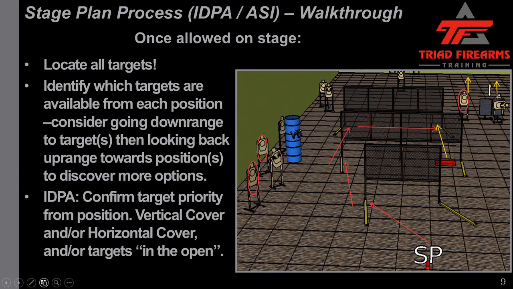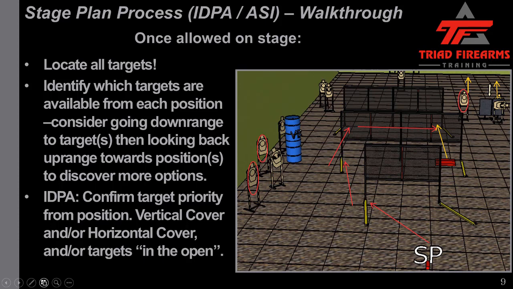Identify which targets are available from each position. A technique I have found useful is going downrange to targets and then looking back uprange toward positions to discover more options. For IDPA, we want to confirm target priority from its respective position. In IDPA, we have vertical cover, where priority runs from the outside edge to inward, sometimes referred to as slicing the pie. Then there's horizontal cover, either shooting over or under, where priority runs near to far. And then we have targets in the open, which also runs from near to far.